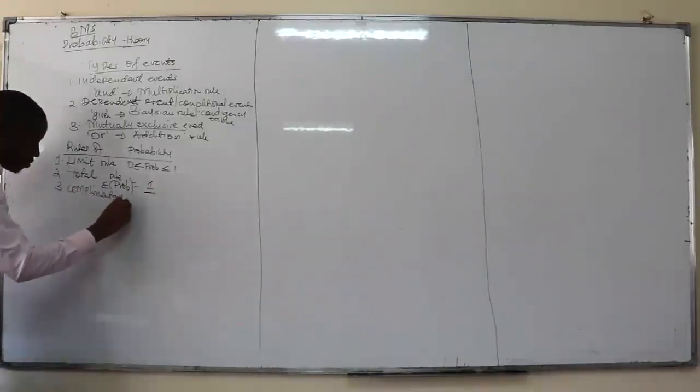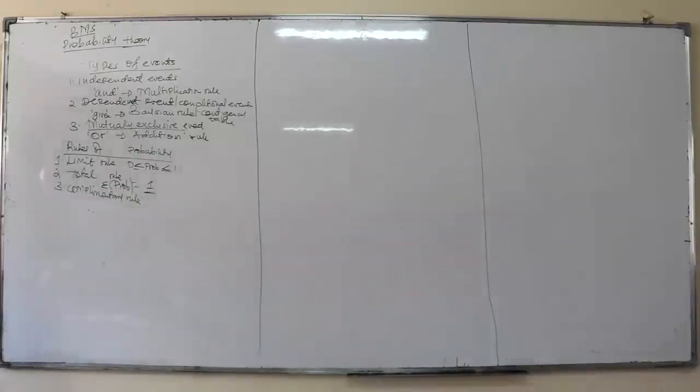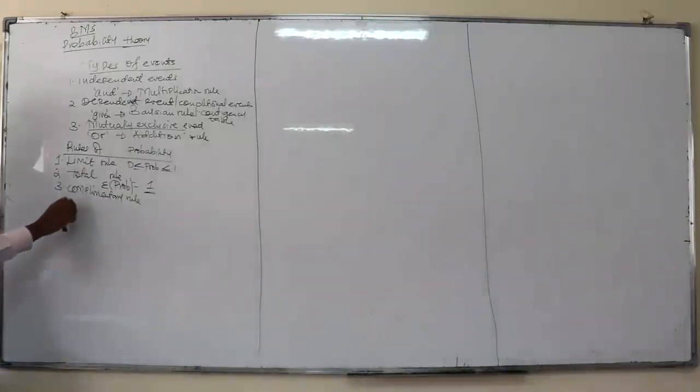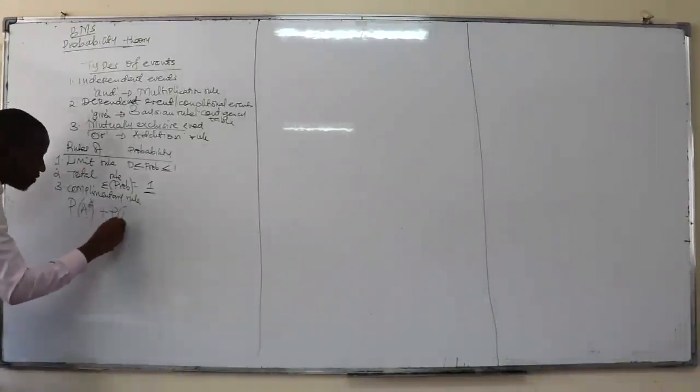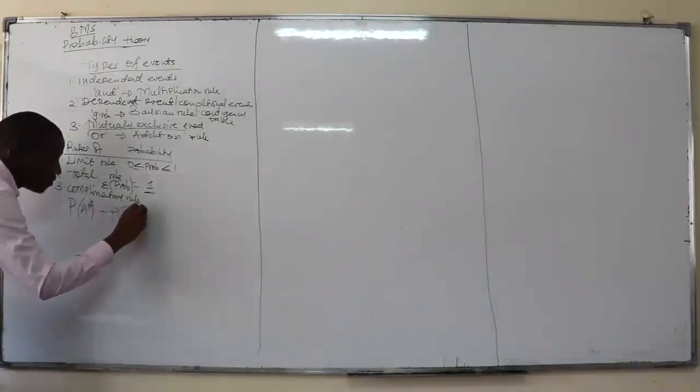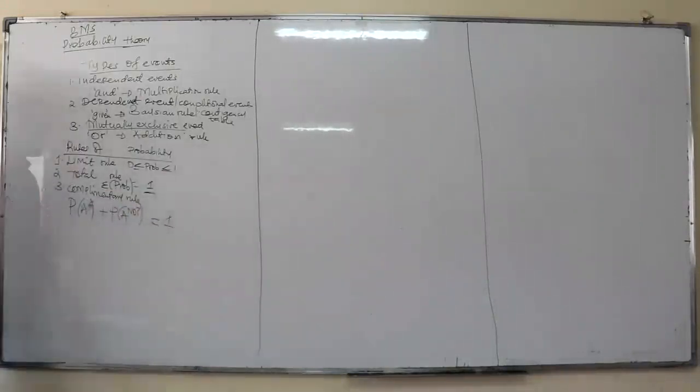Complementary rule. When we talk about the complementary rule, the summation of the event not happening plus the event when it is happening is supposed to give you what? 1. That is what we mean. Your event happening, and your event not happening, is supposed to give you 1. That is the complementary rule, whereby the probability of event A happening plus the probability of A not happening is supposed to give you 1. And that is what we call the complementary rule.